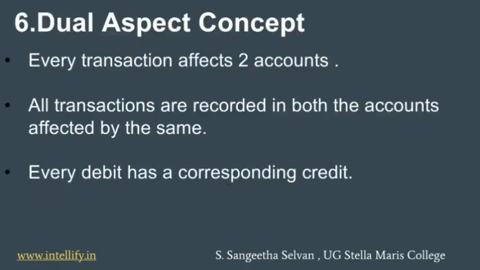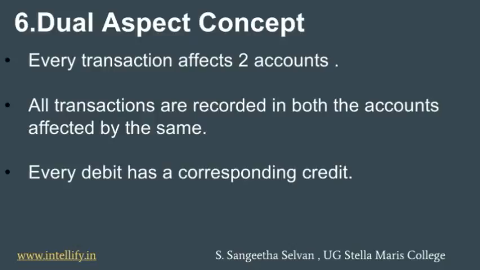So the next concept would be the dual aspect concept. When we say dual, it means two. So every transaction in accounts will affect at least two accounts, okay? Now all transactions are recorded in both the accounts affected. Say if it is a cash sale, it will affect the cash account as well as the sales account. That is, you are receiving cash and you are selling goods. So it will affect two accounts, two places. Minimum it will affect two accounts.